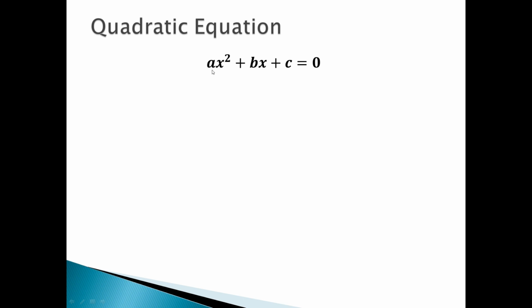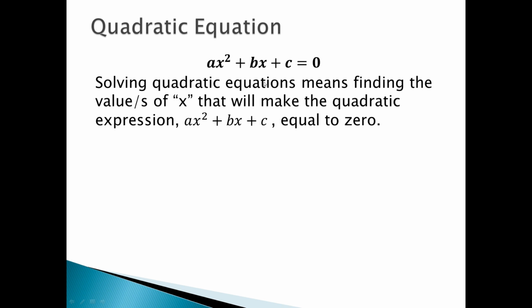From the standard form of a quadratic equation, we have ax squared plus bx plus c. Note that this ax squared plus bx plus c was the same form as your quadratic expression, but this time we equate it to something else, in this case 0. This is the standard form of the quadratic equation. Solving quadratic equations means finding the value or values of x that will make the quadratic expression, ax squared plus bx plus c, equal to 0.